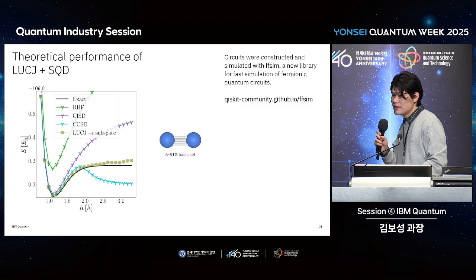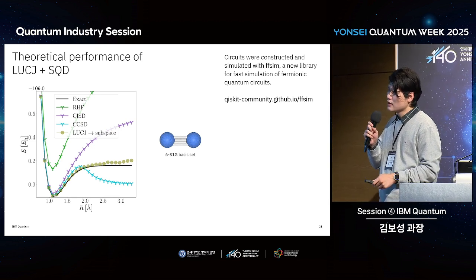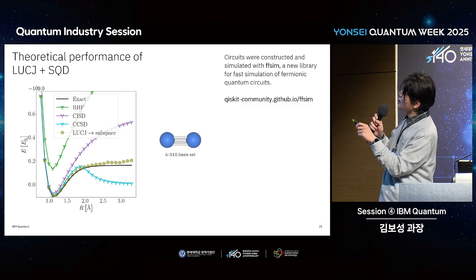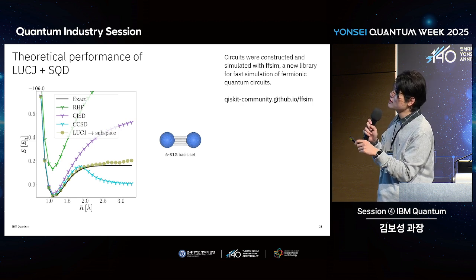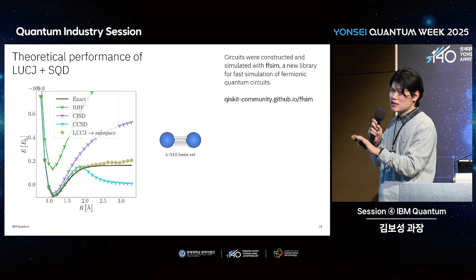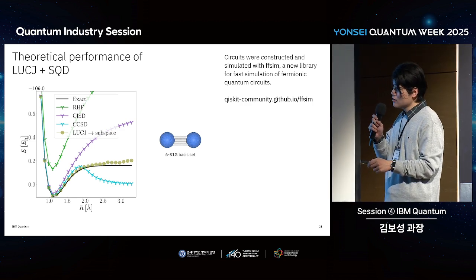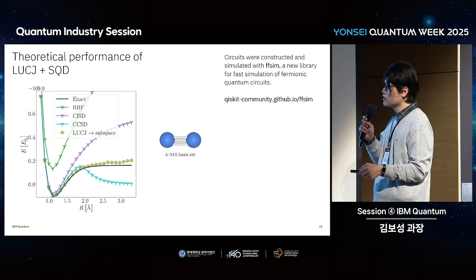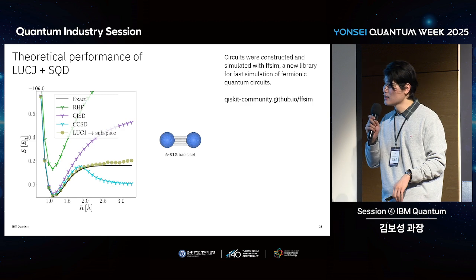So lastly, let's look into the theoretical performance of AOCJ and SKD. This is theoretical, simulated with our fast simulation of fermionic quantum circuits, FFSIM, in our Qiskit community. So this is the simulation, not the actual running. But here you can see that our AOCJ circuit is going very closely to the exact solution in this N2 molecule with the 6-31G basis set.